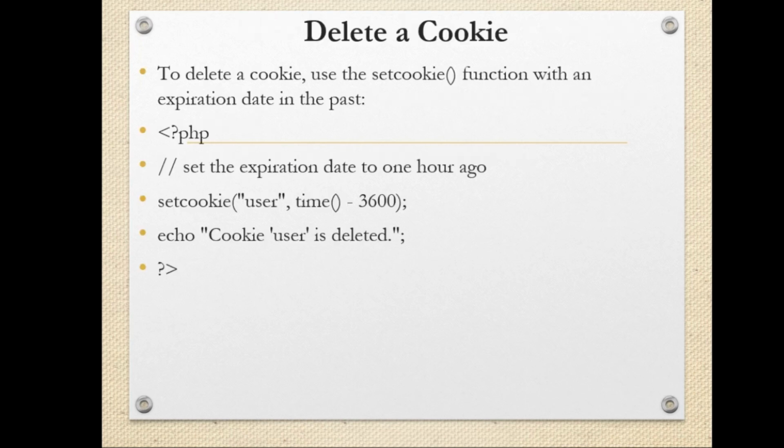Next is how to delete a cookie. Now we have created a cookie by using the setcookie function. To delete a cookie, again we have to use the setcookie function with an expiration date in the past. We created the cookie with setcookie, and when we have to delete it, we have to give the expiration date. In the example, we have used the setcookie function with user and time minus 3600. So when we give a negative value, or a previous time, your cookie will be deleted.